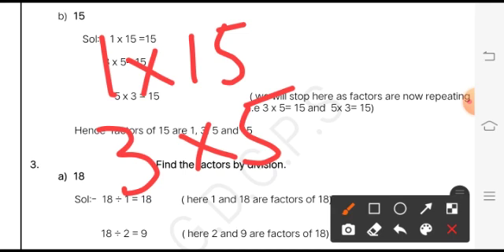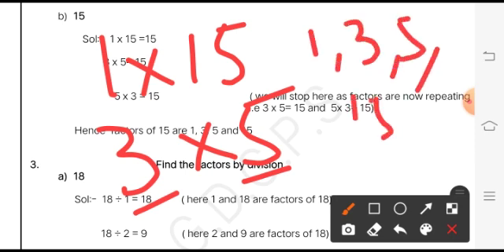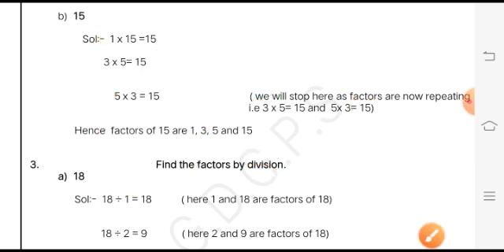15 does not exist in the table of 4. So 4 is not its factor. 5 is its factor because 5 threes are 15. Here you can see factors are being repeated. Then we stop here. And the factors are 1, 3, 5 and 15. This is how factors are to be found by this method, that's called the multiplication method. Students are requested to try the other parts as well.